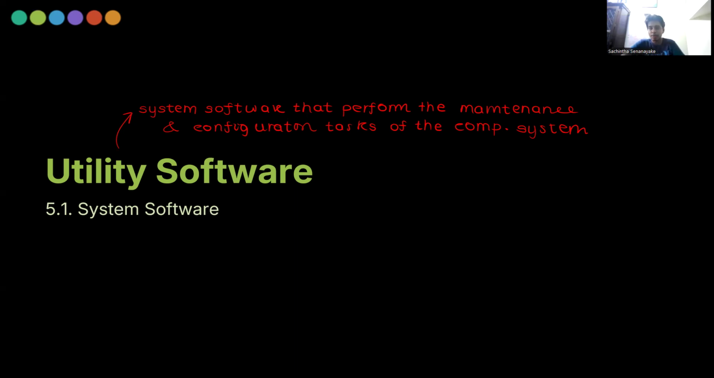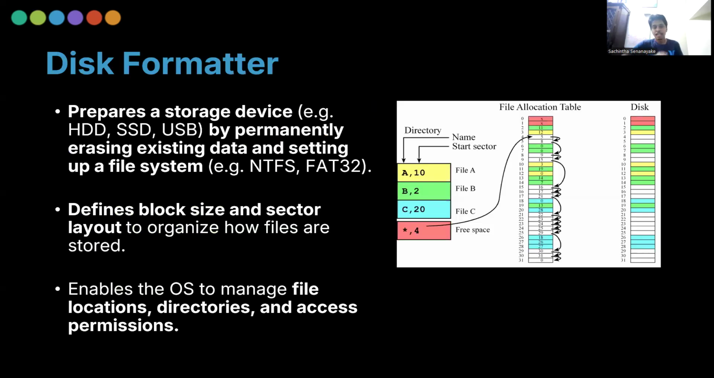On a day-to-day use of a computer, you don't see them happen, but they do happen in the background. So system software that performs the maintenance and configuration tasks of the computer system is what we define as utility software. Now, the first kind of utility software in our syllabus is the disk formatter, which is there to prepare a storage device, such as an HDD, or hard disk drive, or a solid state drive, or a USB, by permanently erasing data that already exists on the storage device and setting up a file system.